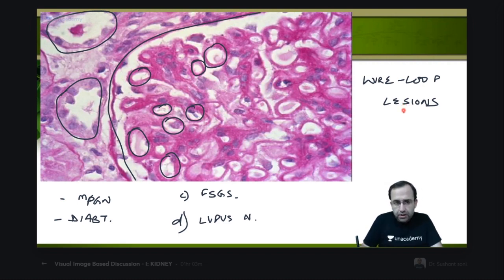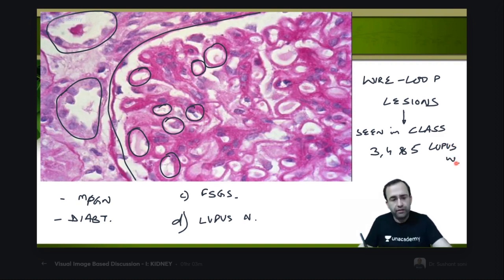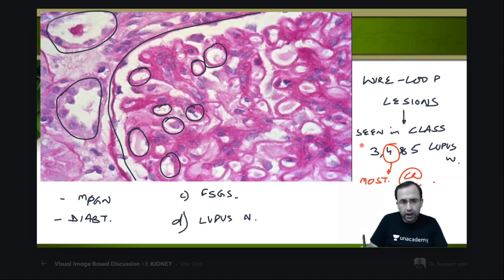Wire loop lesions are seen in class 3, 4, and 5 lupus nephritis, but are most characteristic, that is a better word, of class 4 lupus. This is what wire loop lesions look like. It looked like a loop. Wire loop lesions, class 4 lupus nephritis.